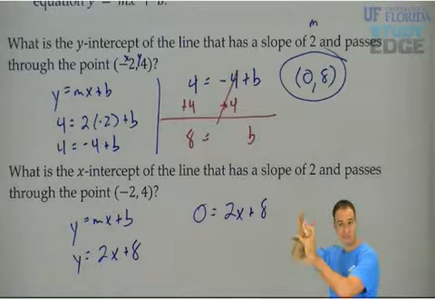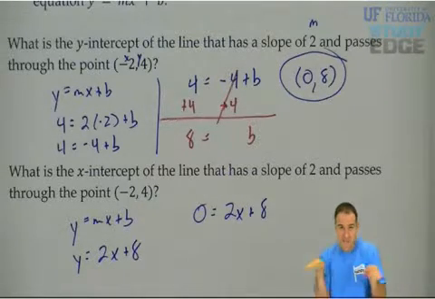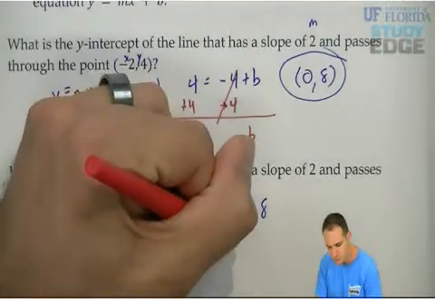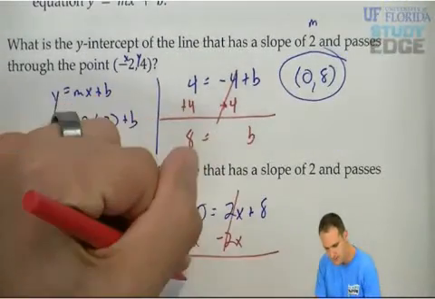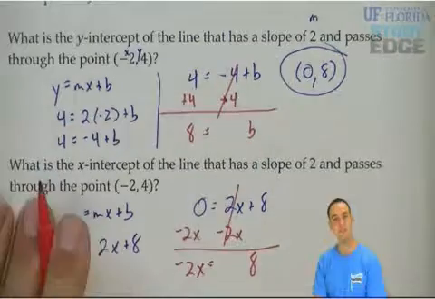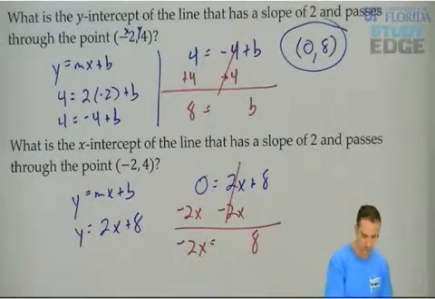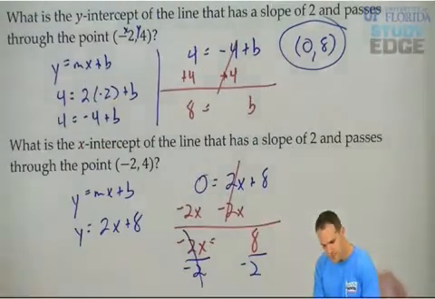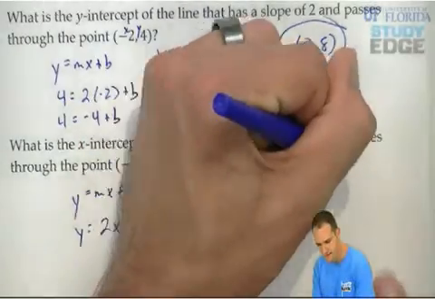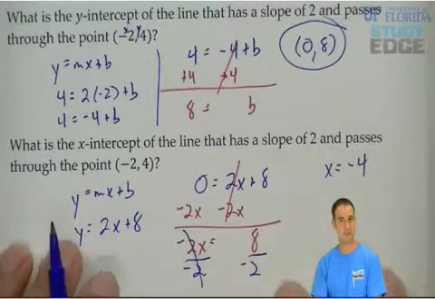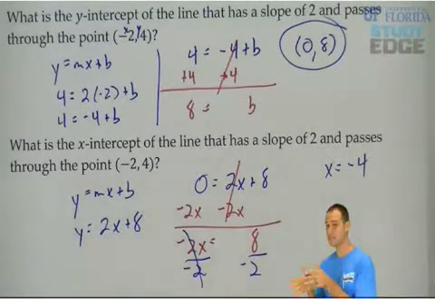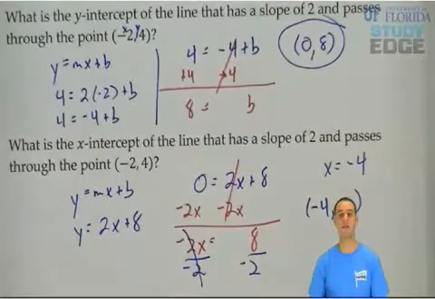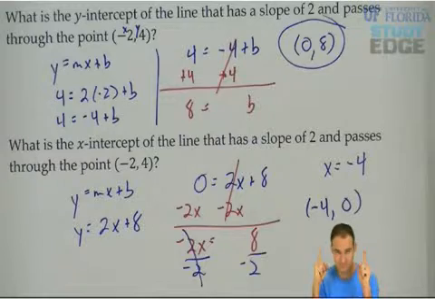Get your variables to one side, your numbers to the other, and divide if needed. This is about a two-step process for lines, though. Subtract 2x from both sides. You get negative 2x equals 8. To finish this up, divide both sides by negative 2. The negative 2's simplify, and that gives you x equals negative 4. The coordinate, though, remember, x-intercept, y is 0, will be negative 4, comma, 0. Right there.